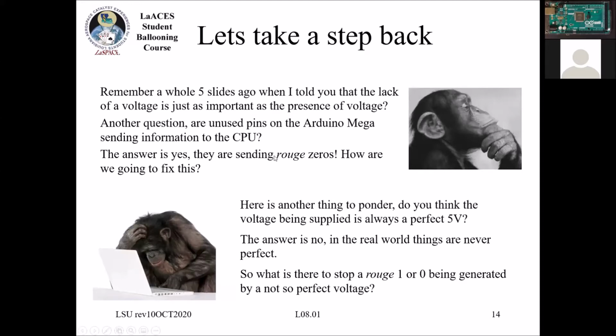Also, I'm sorry about this slide. That should say Rogue, not Rouge. I will correct that. But basically, I want to add circuitry to our input or output pins so that we can tell what we're actually outputting.